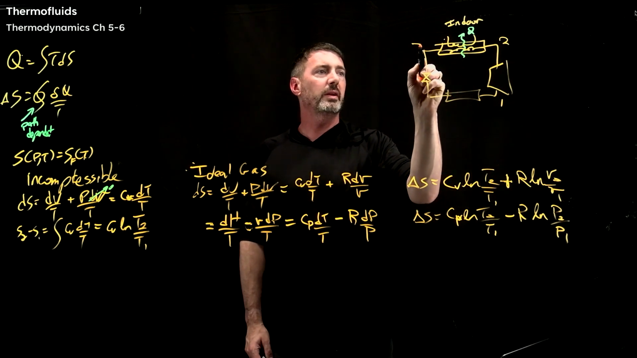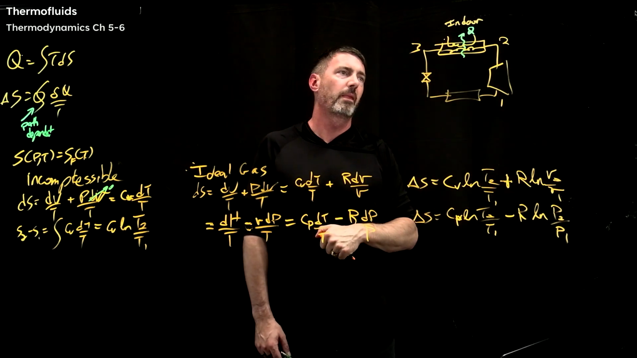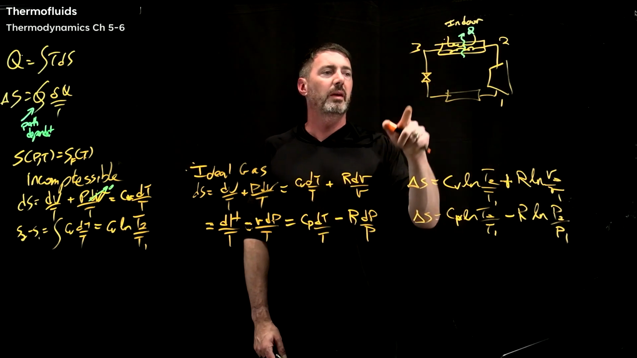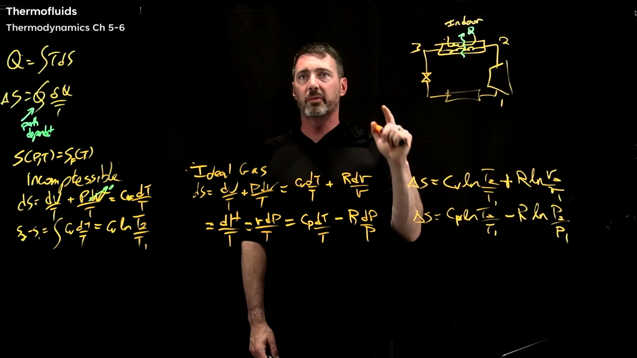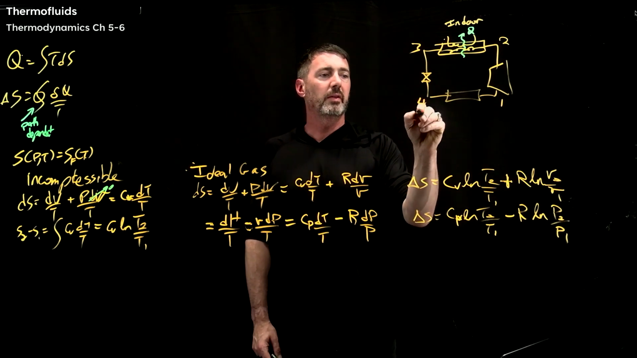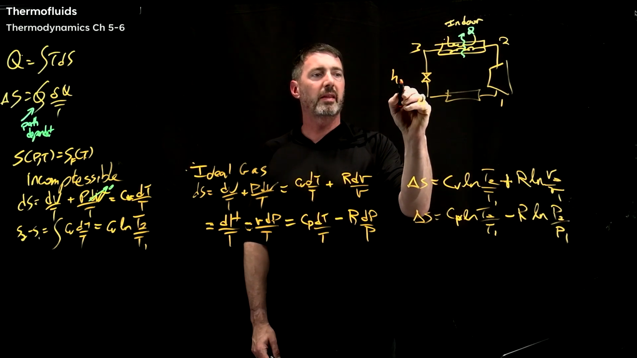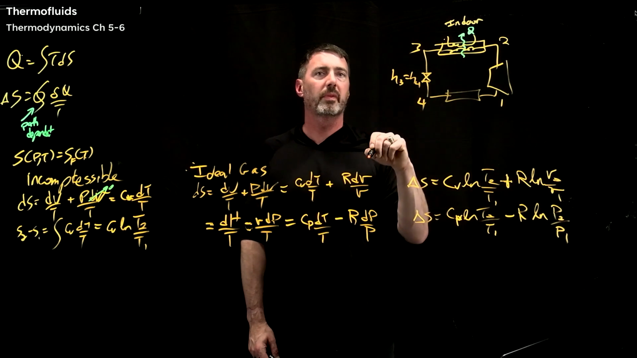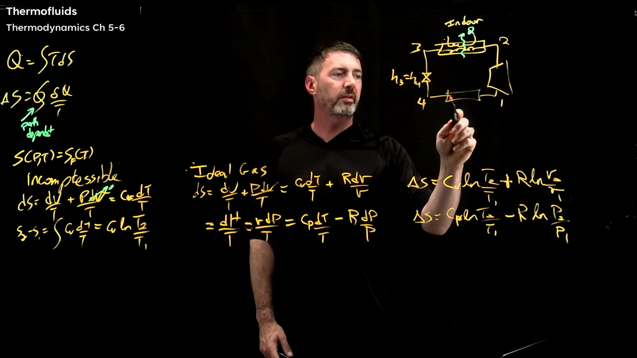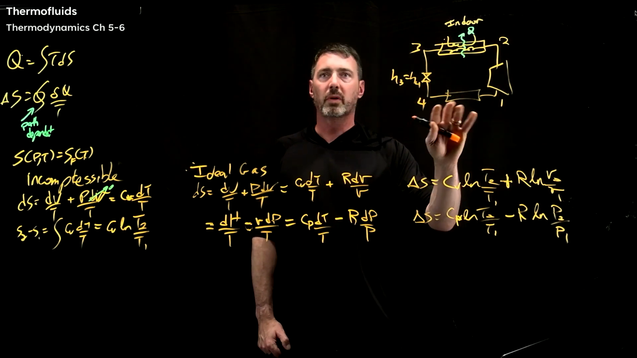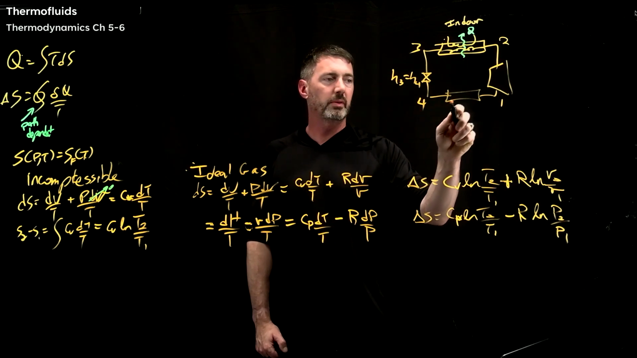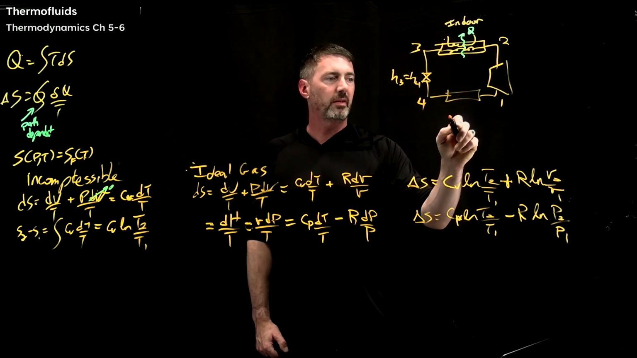And then it's going to come over here, having given up some heat, and this is a throttling valve. We actually covered this before. And so a throttling valve is going to mean that enthalpy 3 is equal to enthalpy 4. And then over here, this is now really, really cold. So you would then reject this to the outside world again.